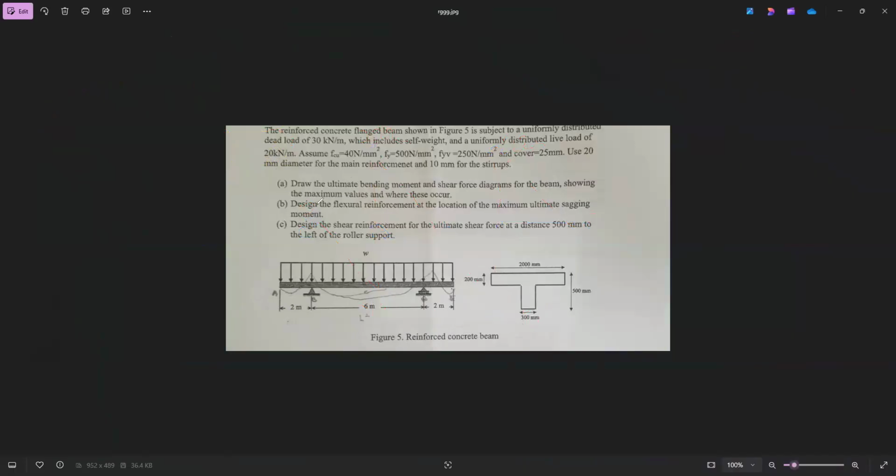So you have the values already. Now we are designing for bending moments. You have to first find the K, which is M over BD squared FCU. And what did the question say? It says we should design for ultimate sagging and hogging moments.